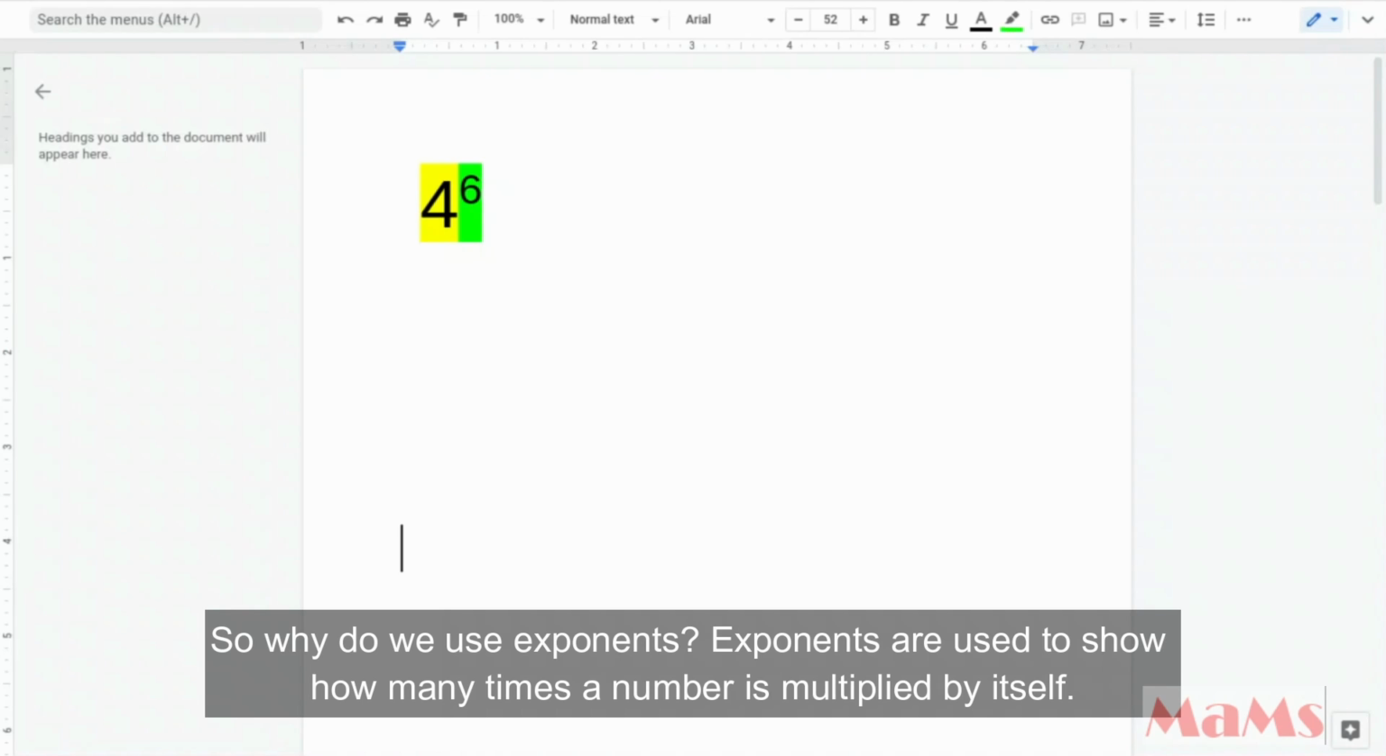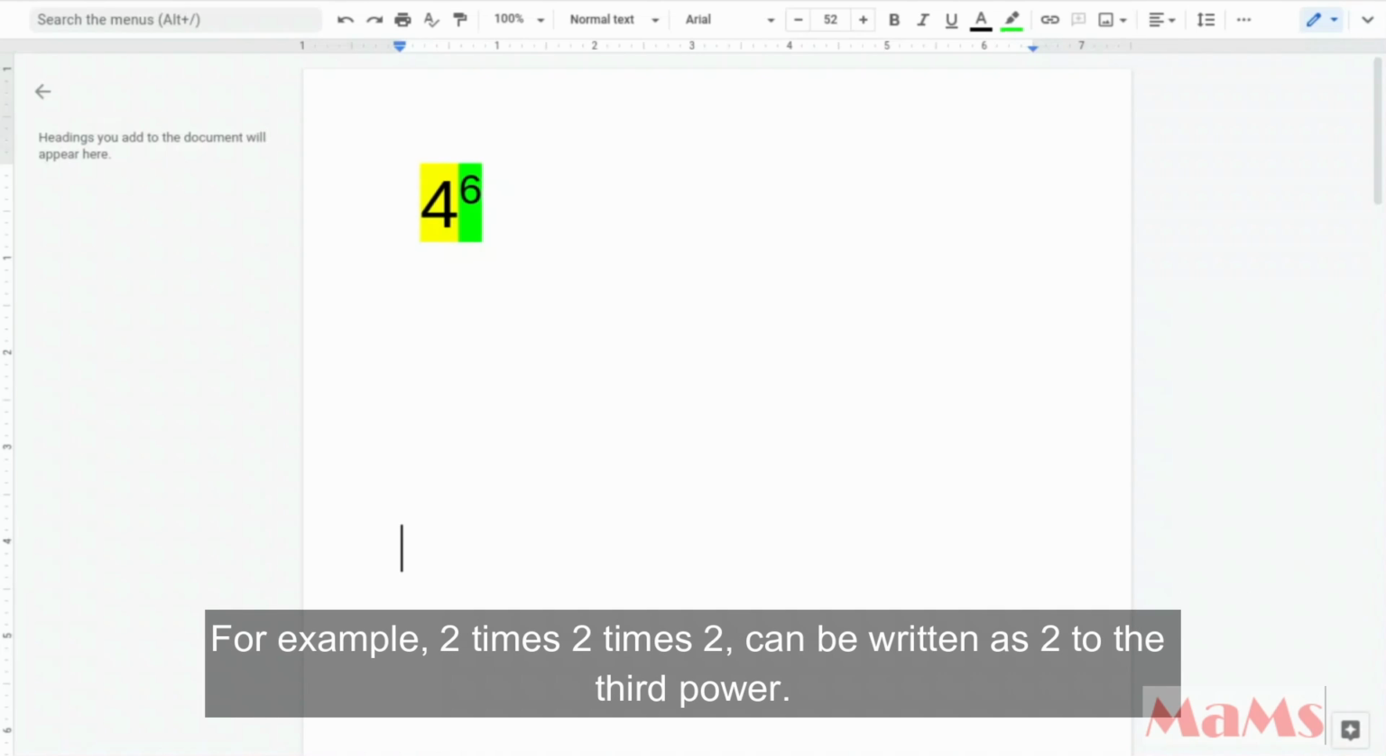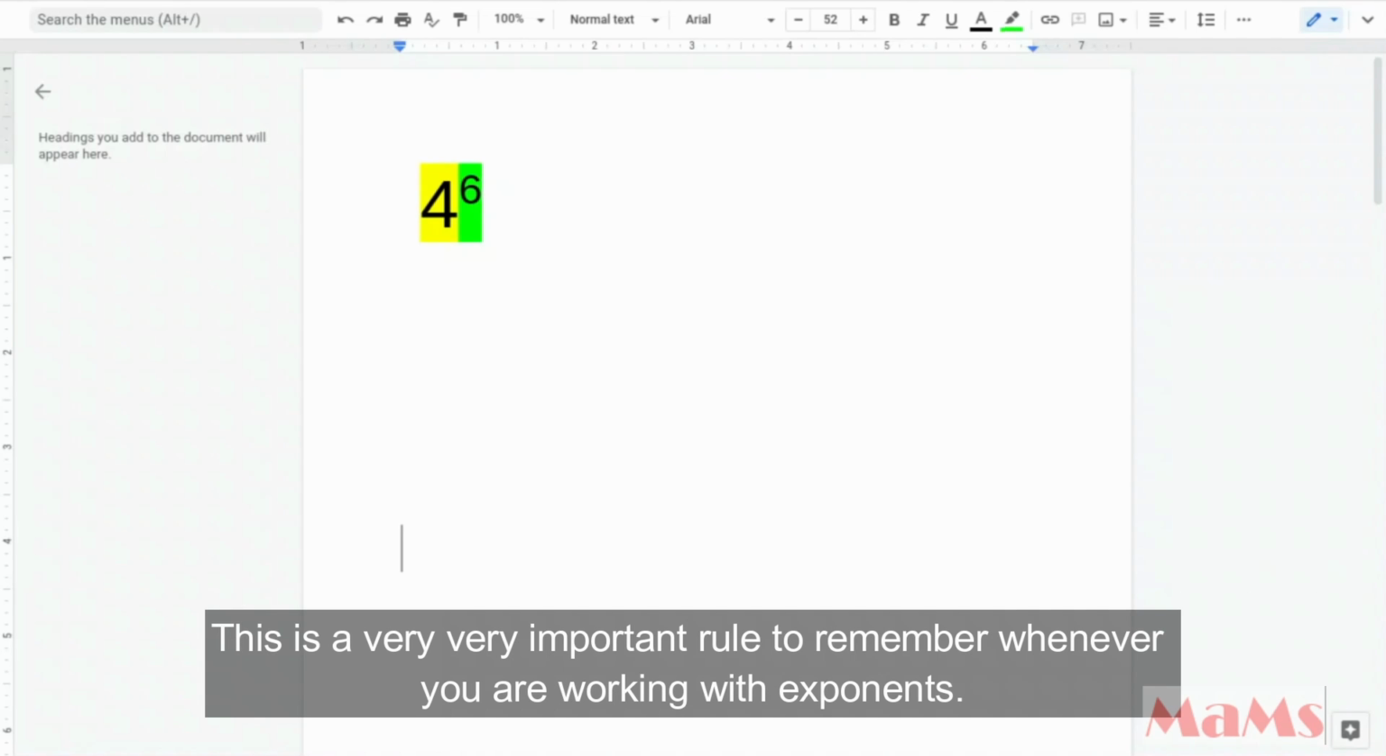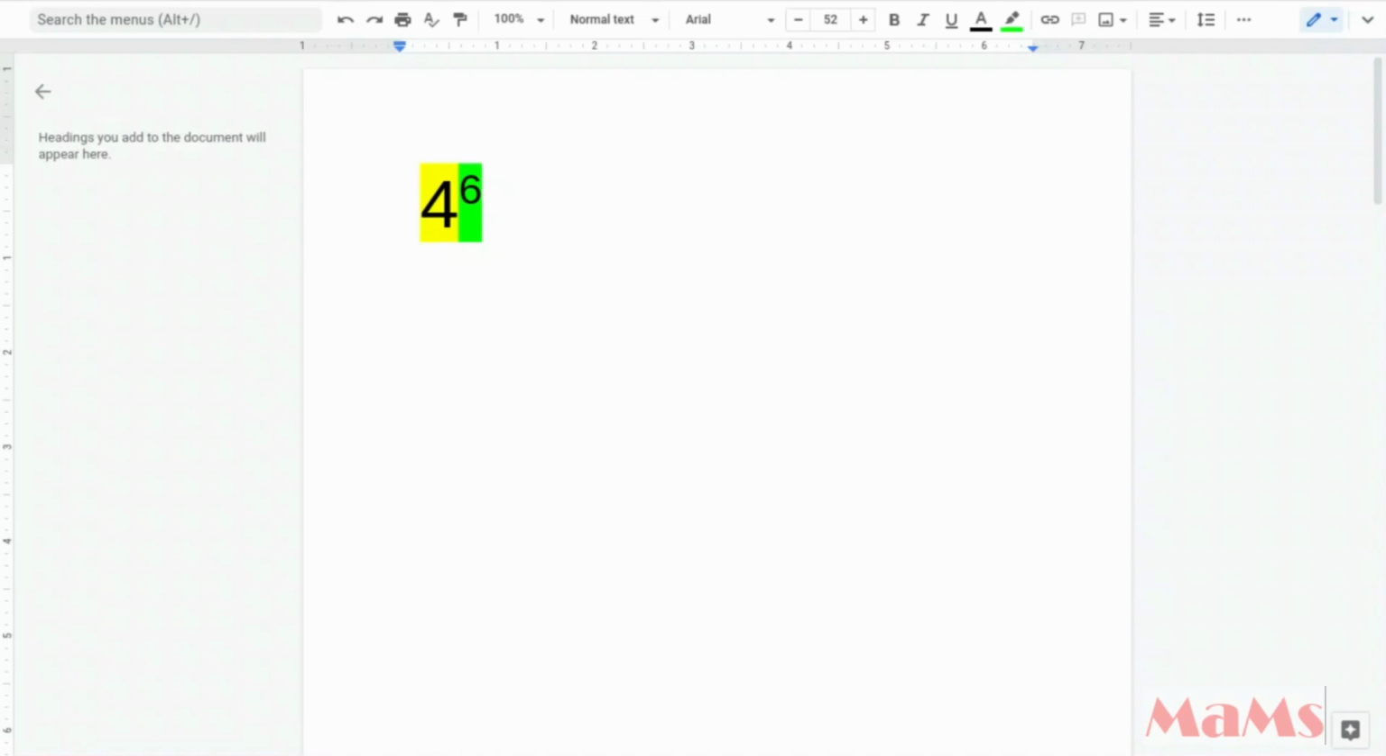Exponents are used to show how many times a number is being multiplied by itself. For example, 2 times 2 times 2 can be written as 2 to the third power. However, it's important to remember that 2 to the third power is not the same as 2 times 3. This is a very important rule to remember whenever you are working with exponents.